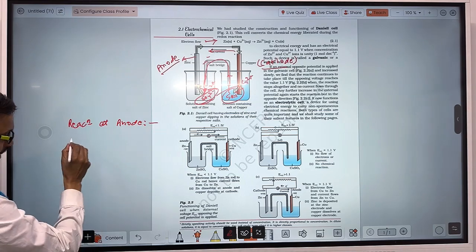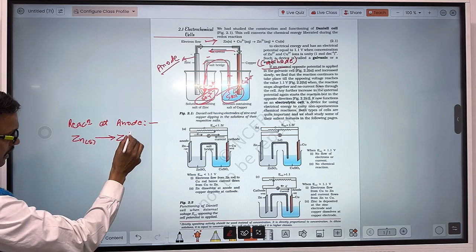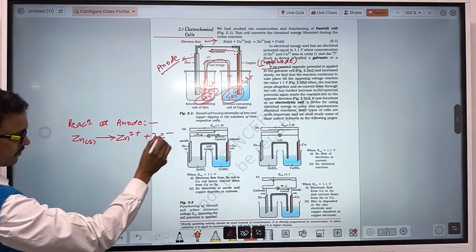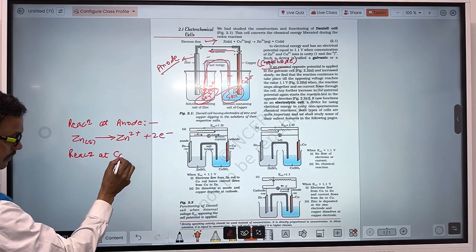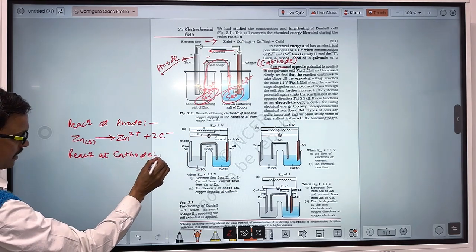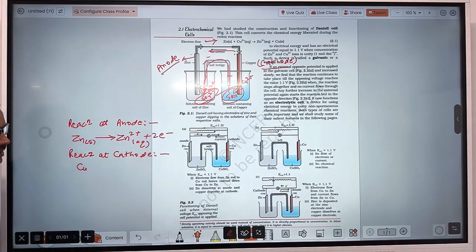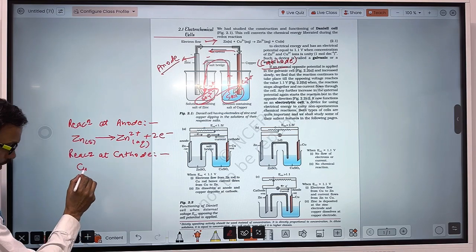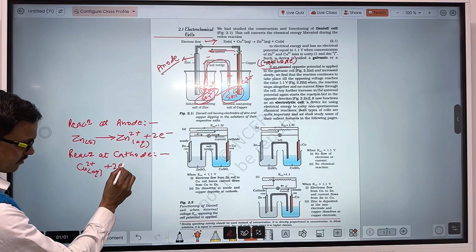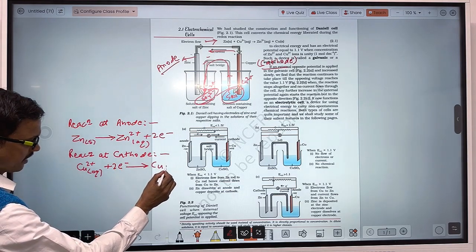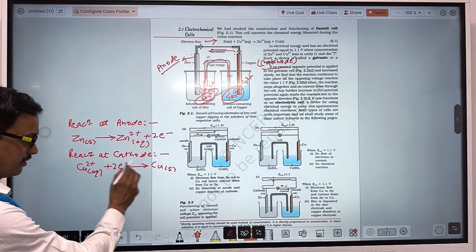Reaction at anode: the zinc atom, which is in solid phase, converts into zinc ion and 2 electrons. Then the reaction at cathode: the copper ion, which is in aqueous state, gains 2 electrons and converts into a copper atom, which exists in solid phase.